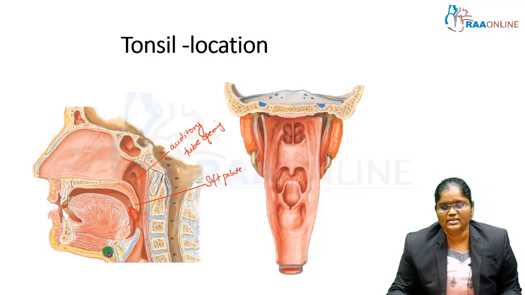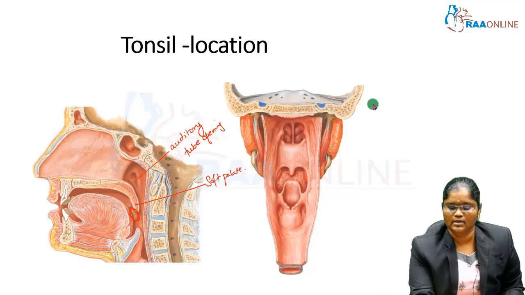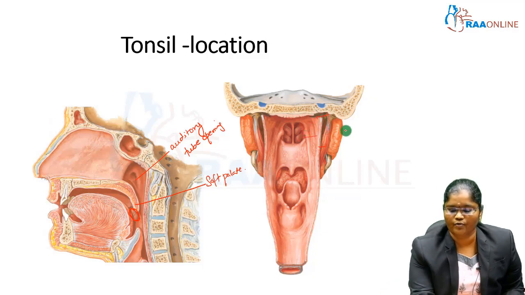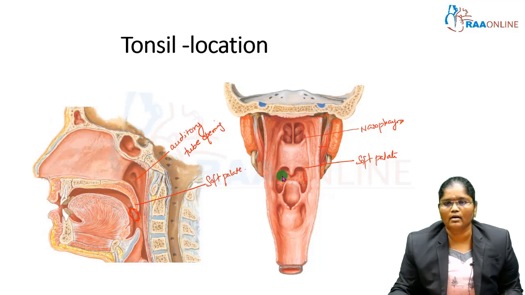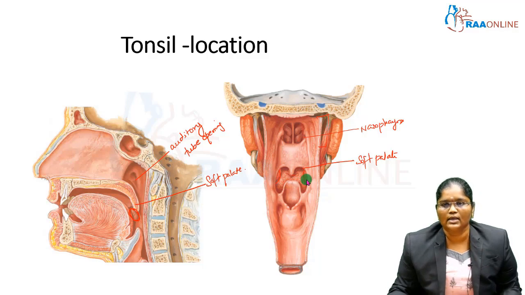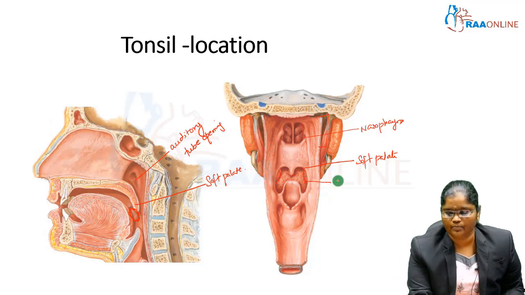So this is a sagittal section and this is a coronal section of the pharynx. You are viewing the pharynx from posterior. This portion till here is the nasopharynx. Here this is the soft palate. Just closer to the soft palate you can see a bulged structure on either side, located in the lateral wall of the oropharynx. These are the palatine tonsils.